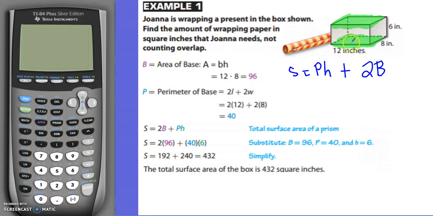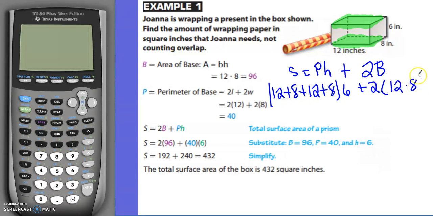Okay, so we have to find the perimeter of the base, which is 12 plus 8 plus 12 plus 8. So we have 12 plus 8 plus 12 plus 8 times the height of the prism. The distance between the two bases is 6, plus twice the area of the base. Well, this base is a rectangle, and the formula is base times height. So we have 12 times 8. Okay, we're going to plug all this into our calculator.